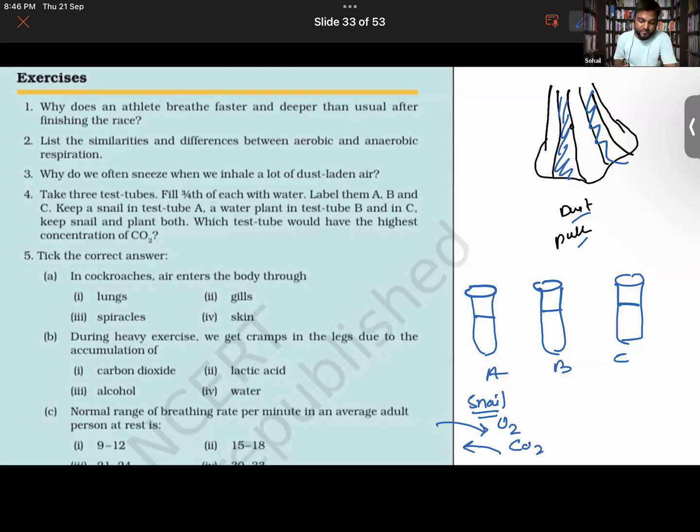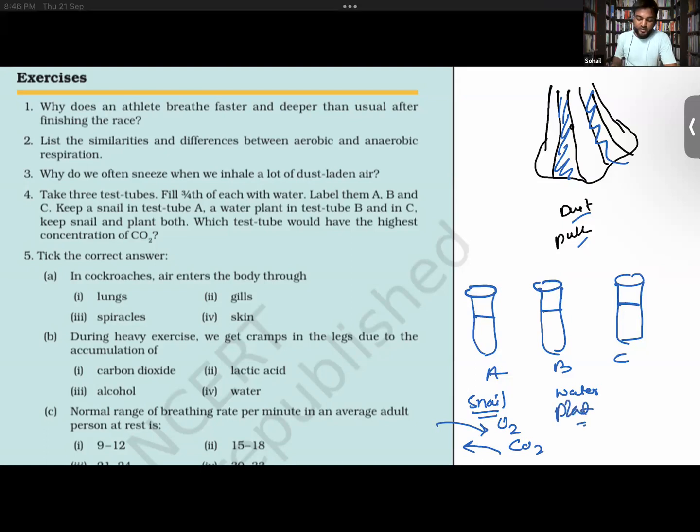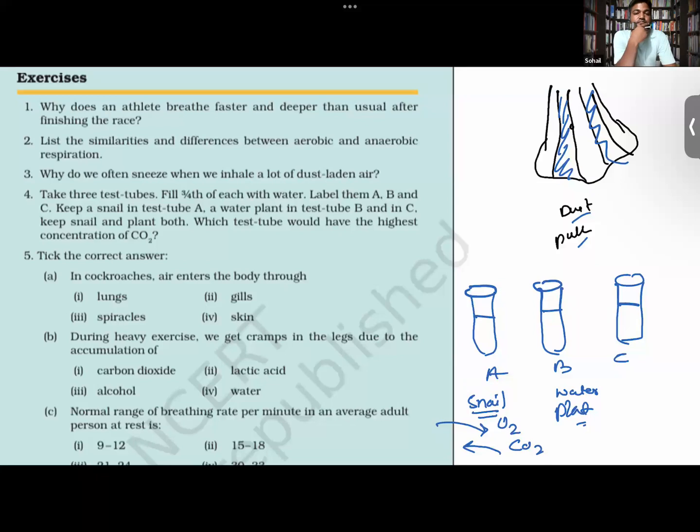While in test tube B, a water plant is being placed. While in C, you have kept both snail and plant. So test tube A will obviously have the highest concentration of carbon dioxide, right? In test tube B, you have placed a water plant. So plants, in this case, what will be happening? Plants take in CO2 and give out O2. Exactly, plants will be taking in the CO2 to utilize it, getting it now.